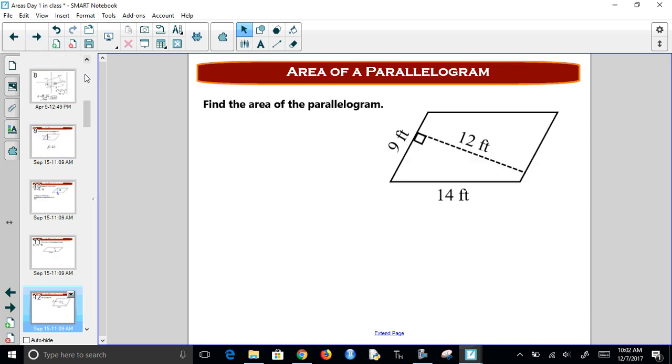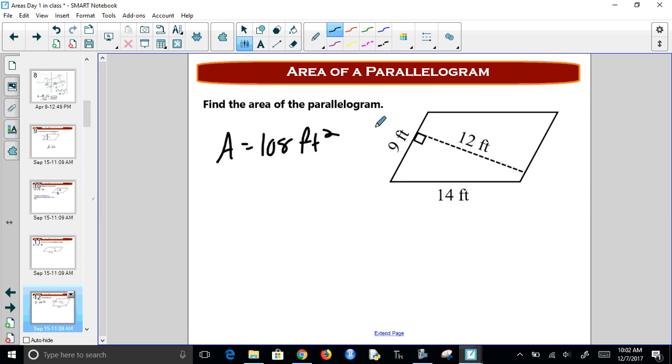Now here, some people get tripped up on a problem like this. We have 14, but we don't have the perpendicular. So we have to think about this being the base as well. So 9 times 12, which is 108. So this answer is 108 square feet.